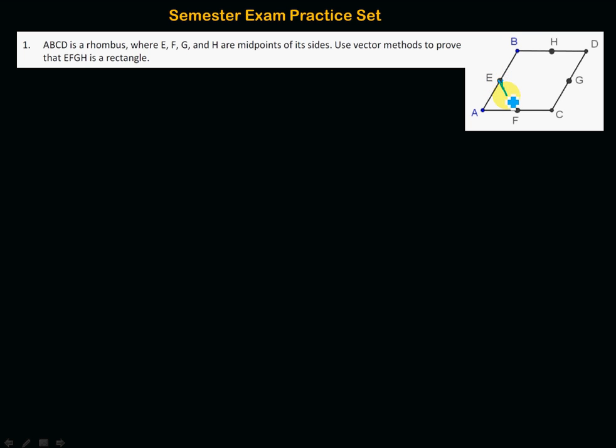Now the question is, how do we show that the quadrilateral EFGH is a rectangle? By using vectors. What we're going to do is find the vectors EH and EF and show that they are perpendicular, and by doing so this would be sufficient to prove that EFGH is indeed a rectangle. Because if this is perpendicular, you have no choice but for this to be perpendicular too.